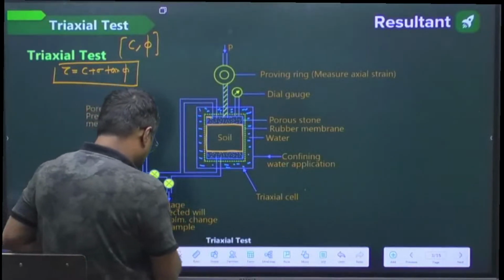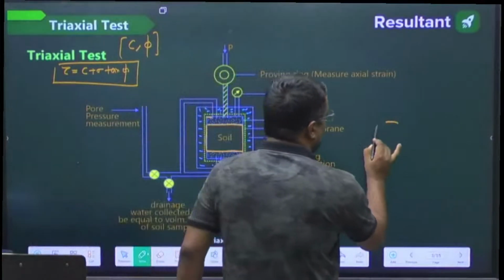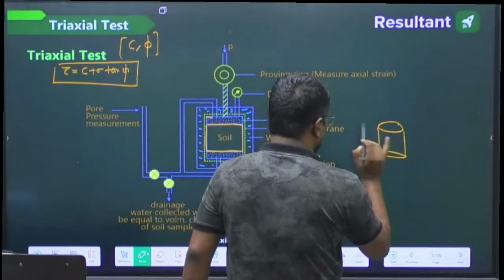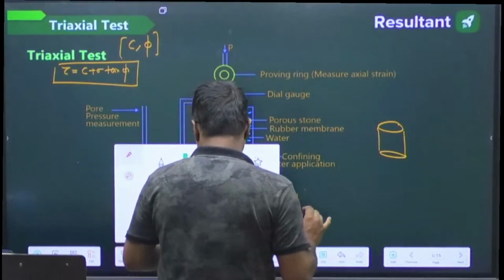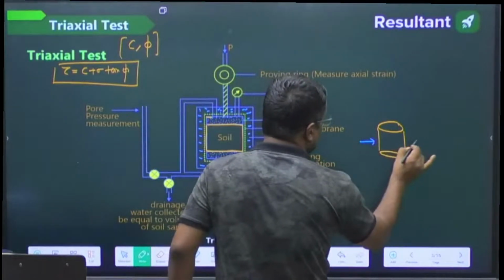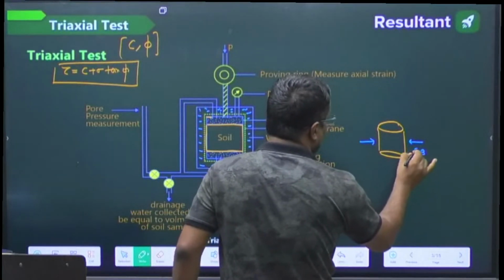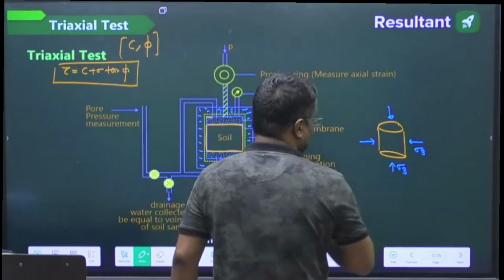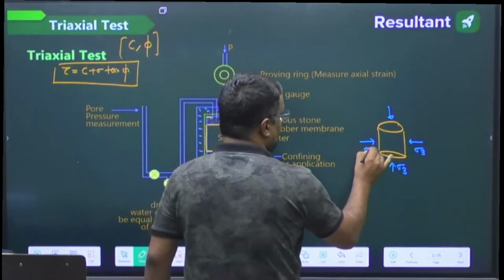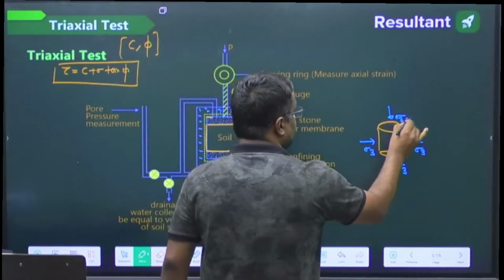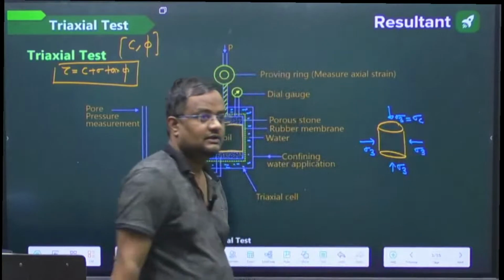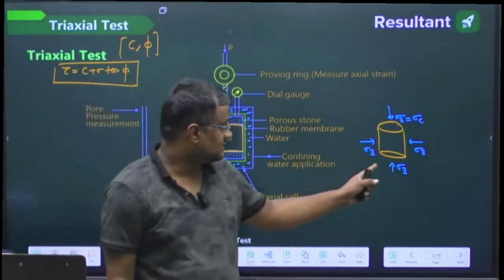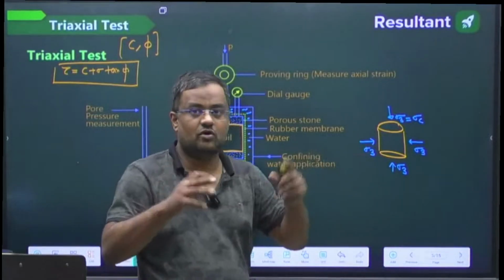Now this soil is put under hydrostatic stresses from all around. This is the sigma 3. From all around, due to this water, the confining stress sigma 3, also called sigma c, is applied.